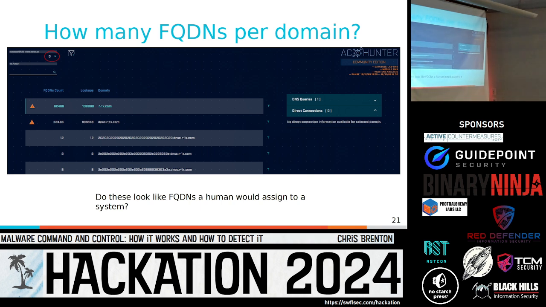Okay, with that in mind, looking at this data, r-1x.com, we resolved over 62,000 resource records within that domain. Now, here's a domain I've never heard of, and we had to look up 62,000 resource records. That doesn't make any sense.